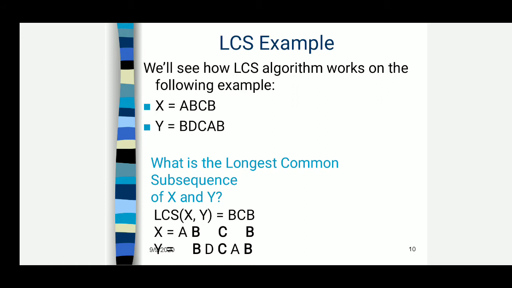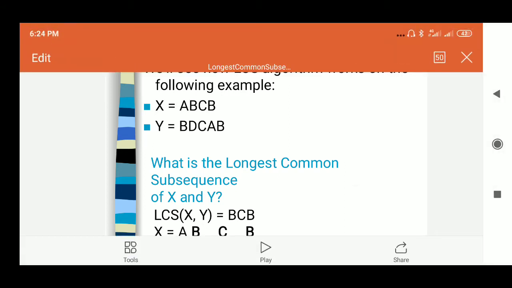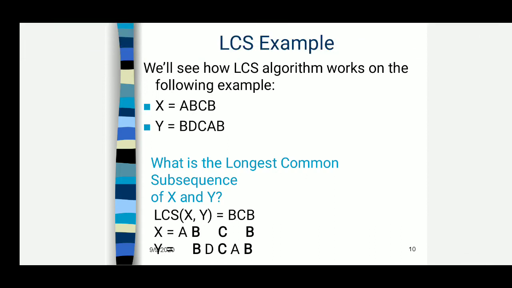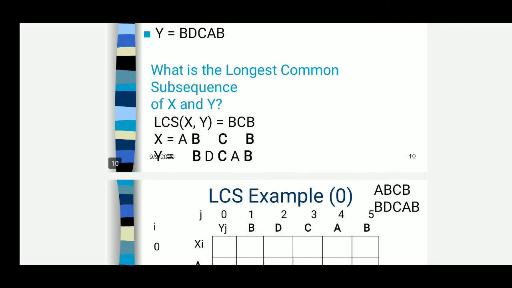So this is bcb. You can find out LCS of x and y is equal to bcb, and the position in x and the position in y is written in bold. Are you getting my point? So this is the longest common subsequence problem. Again, we will try to do it by using the tabular method, and I will show you how it is solved from this example.